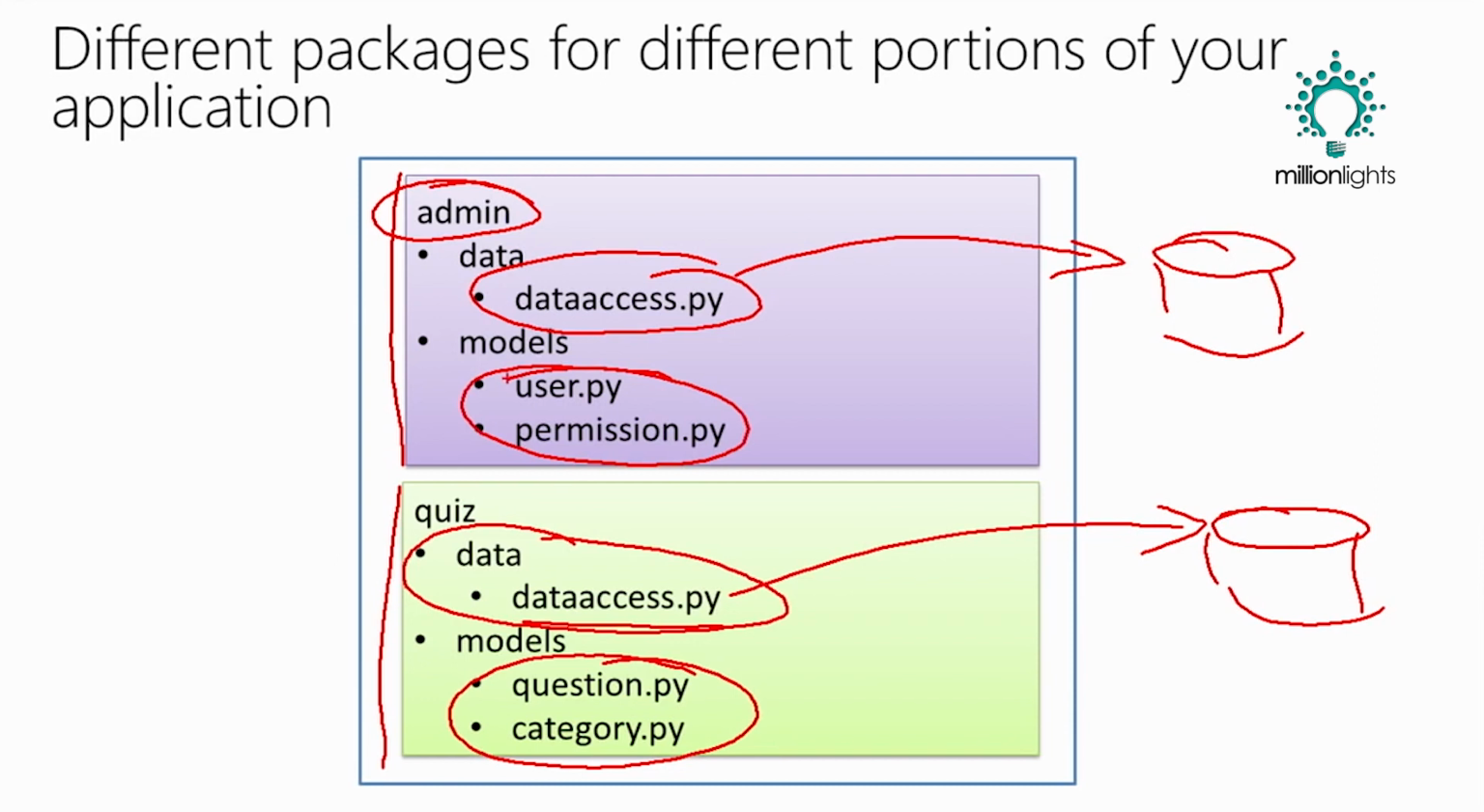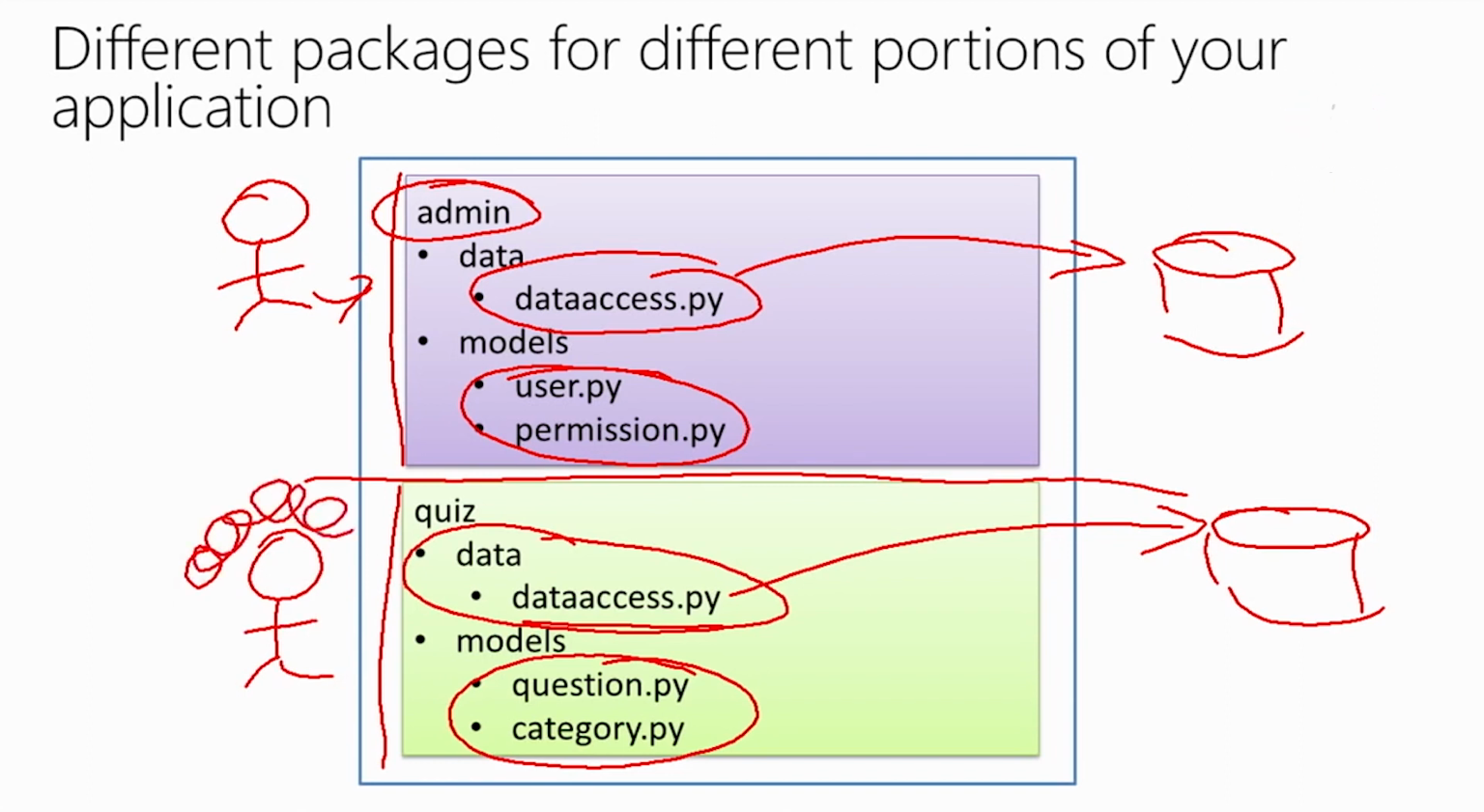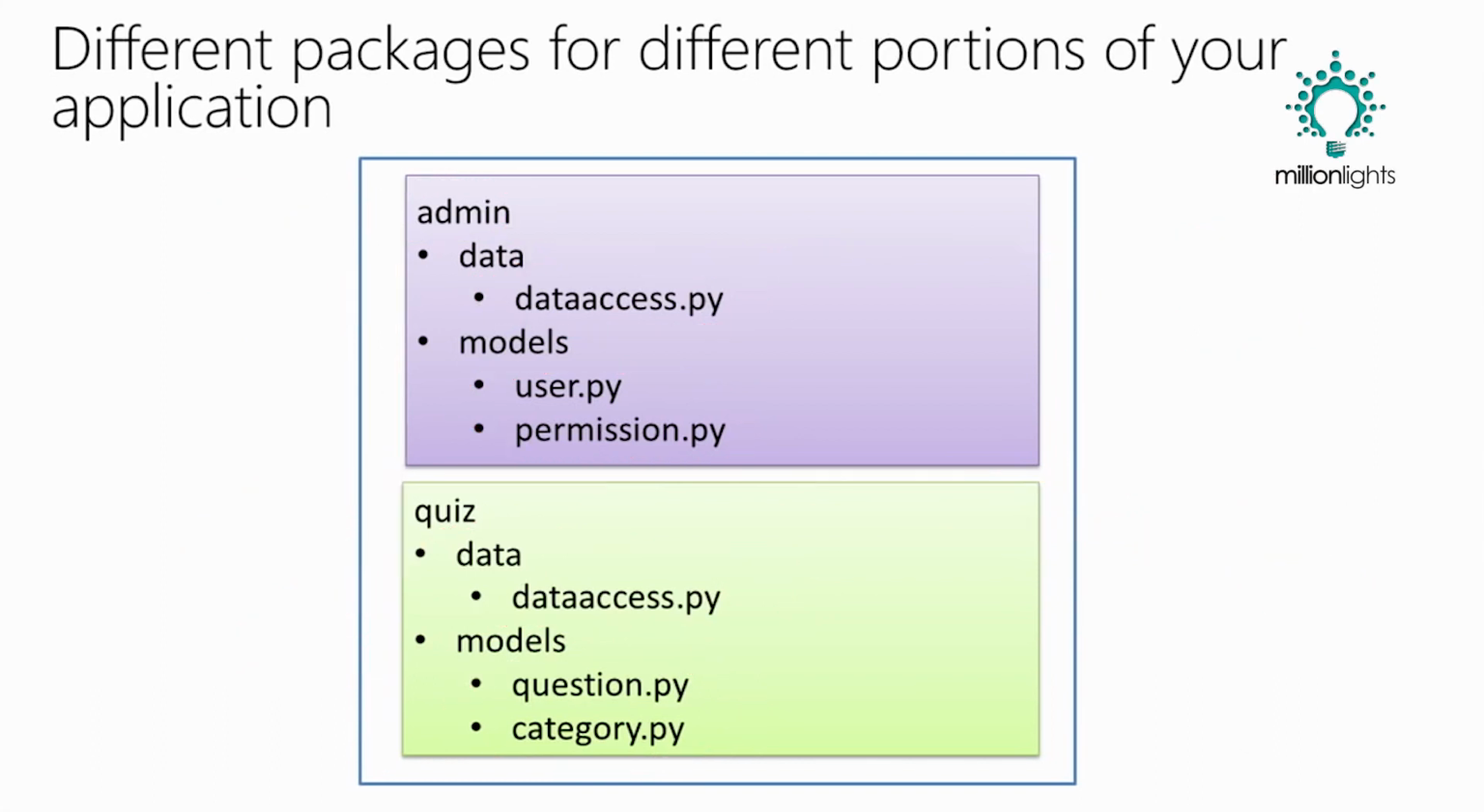And then we've got something to be our user and something to be our permission. So you'll notice that we've got a nice, clean separation there. That way, the person who's responsible for building the admin side can just focus on that side, and the person responsible for working on the quiz side can be responsible for the quiz. So it creates a very nice, clean separation.